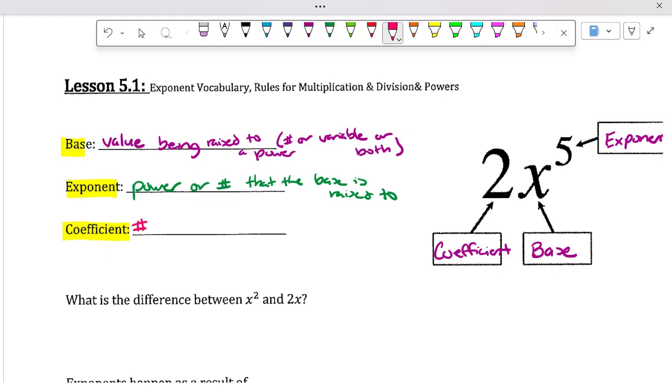Coefficient. That definition hasn't changed. It's the number in front of a variable. And something to note, the coefficient is typically not included in the base. If the number next to a variable is included, like it's all being raised to a power, it's considered the base. But if it's not included with the base, meaning the x is the only thing being raised to a power, then it's a coefficient.